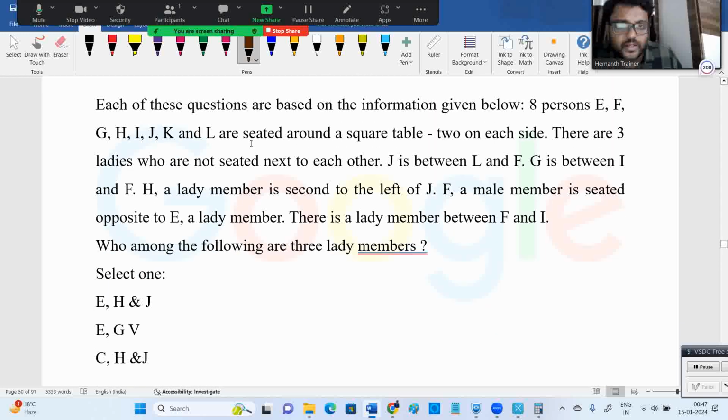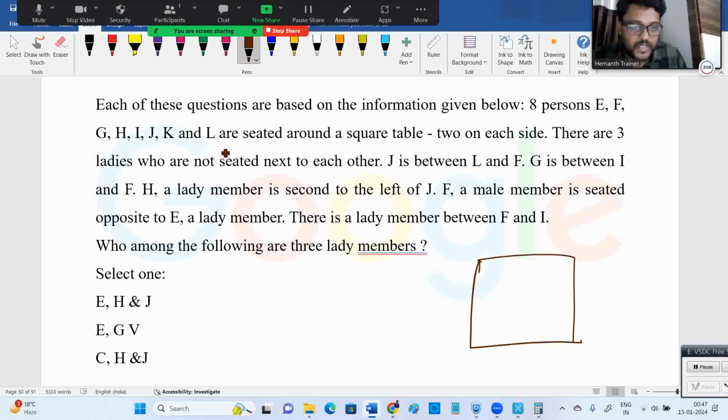So here this is related to a square table. Okay, fine. 2 on each side, they said. Total 8 people. Right, there are 3 ladies who do not sit next to each other. J is between L and F, G is between I and F. H, a lady member, is second to the left of J.